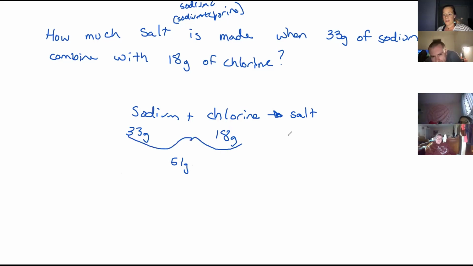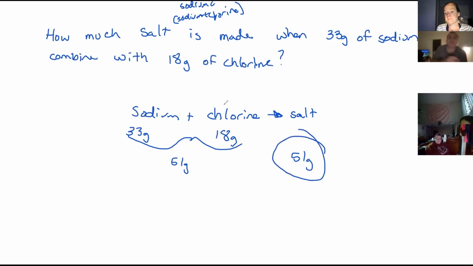So what does our total have to be on the product side? It also has to be 51 grams, right? We can't lose material in that process. So the amount of salt that we produced was 51 grams.